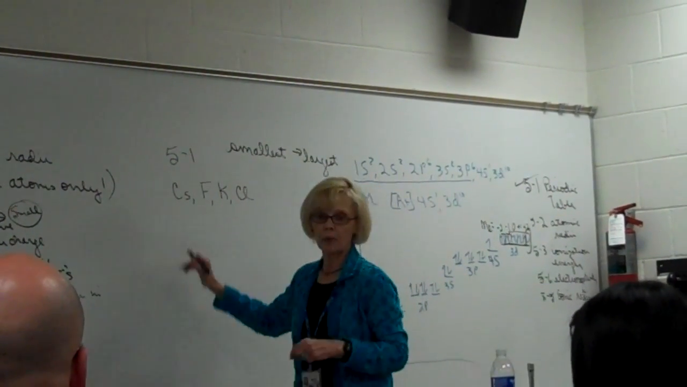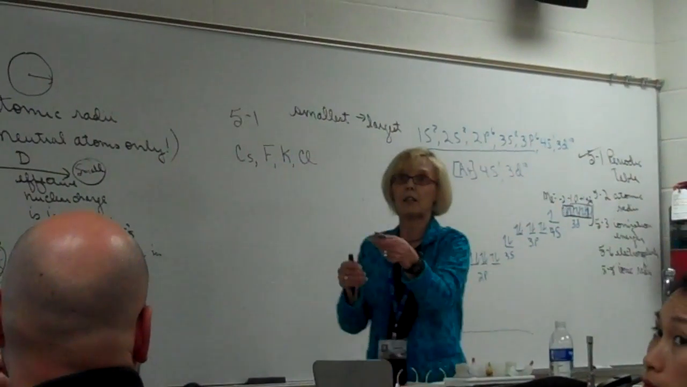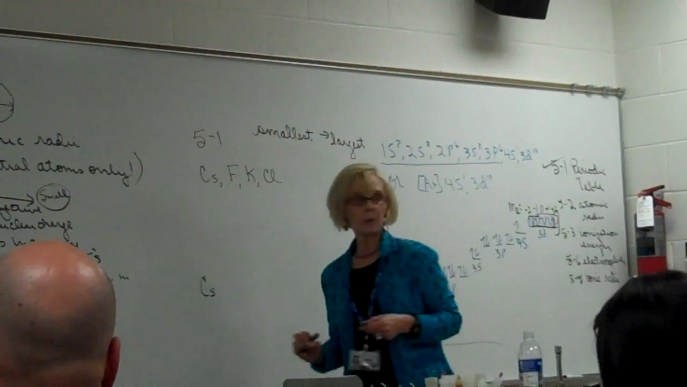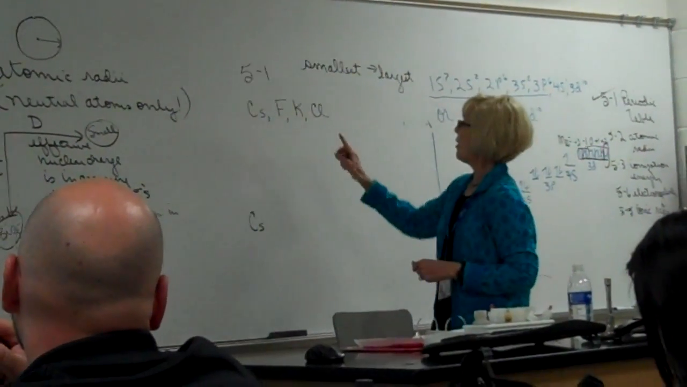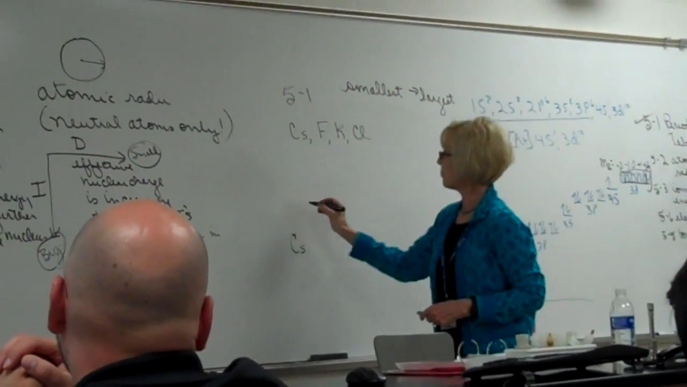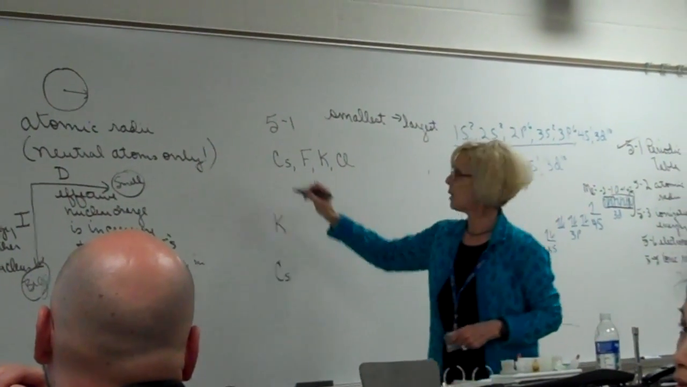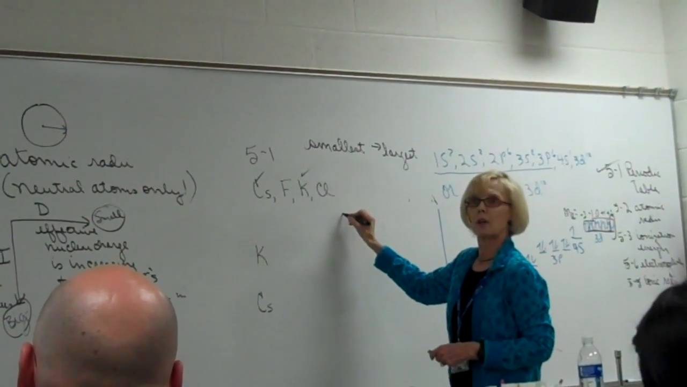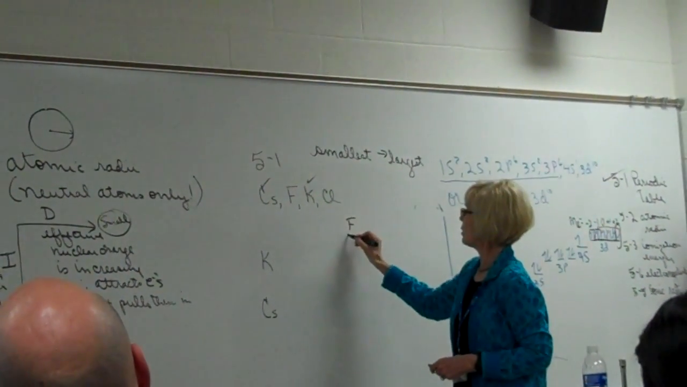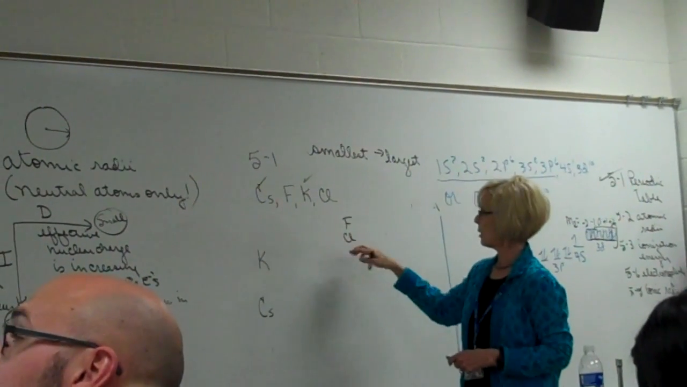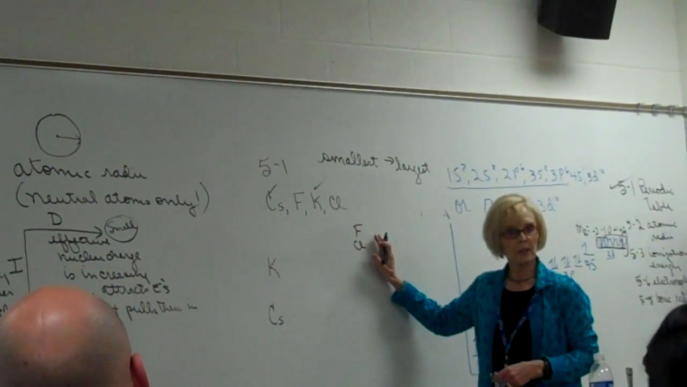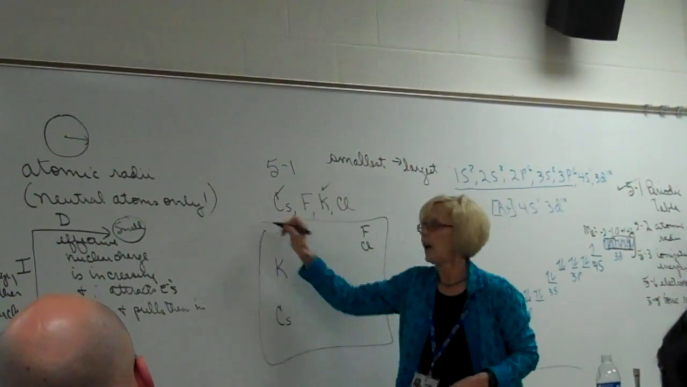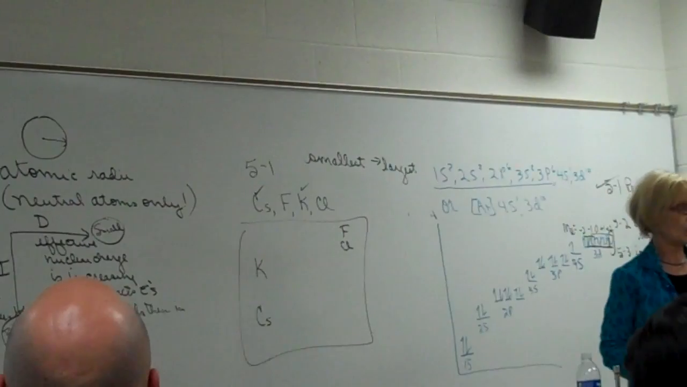And so I look up there and I find cesium. So I say, okay, cesium is in the lower left. Then I say, well, potassium is a couple of places above it. And then I say, well, fluorine is way over here. And then chlorine is below it. And so here's my relative periodic table, where I've left out everything I'm not interested in.